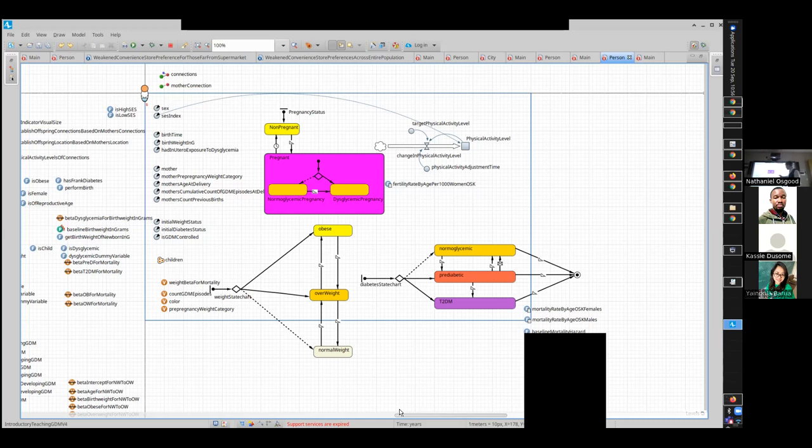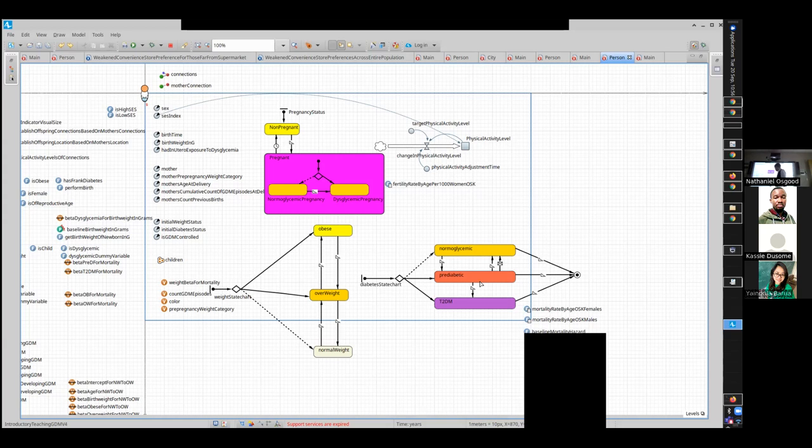And what you'll see here between these three state charts, one in the upper part here, one in the middle here, and one to the lower right, is three different types of concerns. In the upper one, you'll see concerns related to pregnancy and whether a pregnancy is normoglycemic or dysglycemic, that is, the blood sugar situation is out of whack or imbalanced. Just below that is a separate state chart.